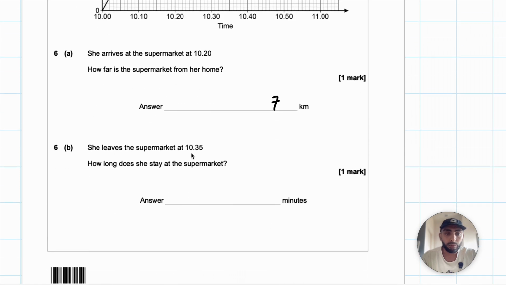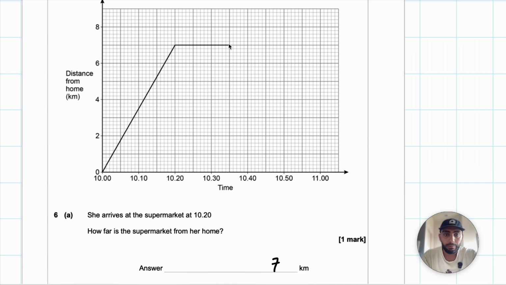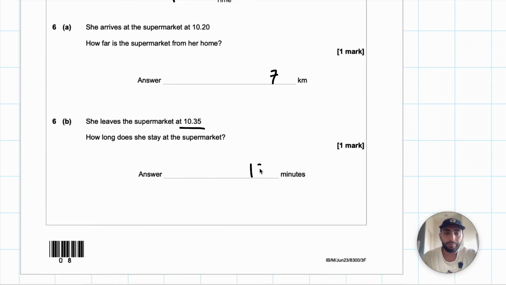Part B, she leaves the supermarket at 10:35. How long does she stay at the supermarket? So she leaves over here at this point. That's 10:35. She arrives at the supermarket at 10:20, so it's going to be 15 minutes between those 2 times.